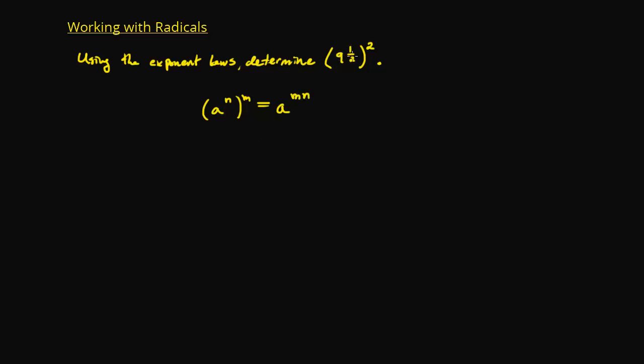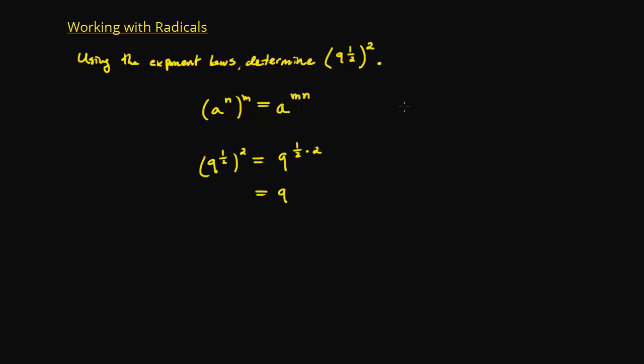So if you have 9 to the power of 1/2 squared, I would multiply the exponents, and I would just get 9 to the power of 1/2 times 2, which is equal to 9 to the power of 1. And 9 to the power of 1 is just 9. So this gives us some insight as to what a fractional exponent actually means.